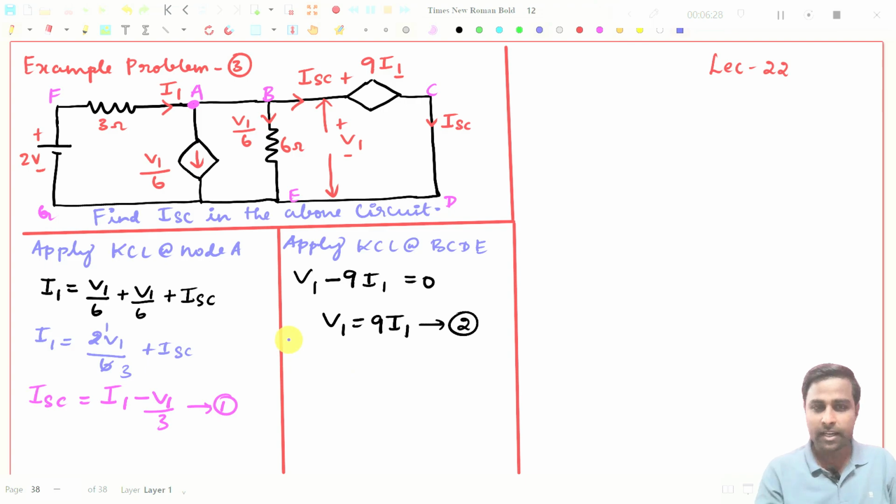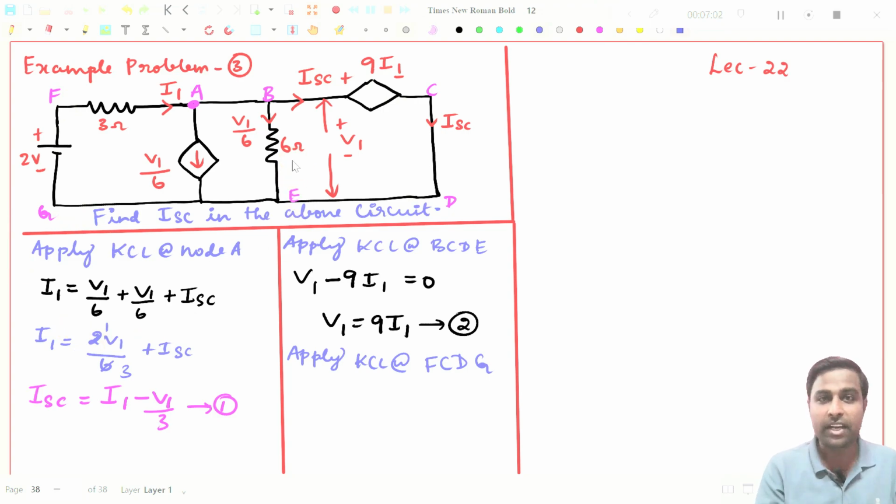I will write here. Apply KCL at this full loop, right? So I can write F, C, B, C, D, G, this full loop. I am going to write the KCL expression.